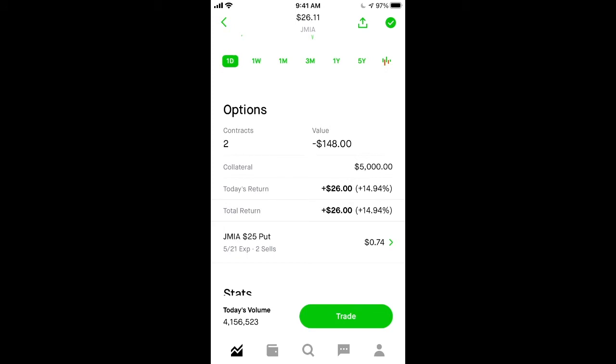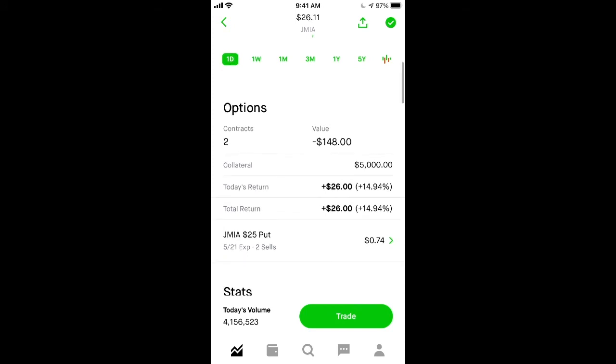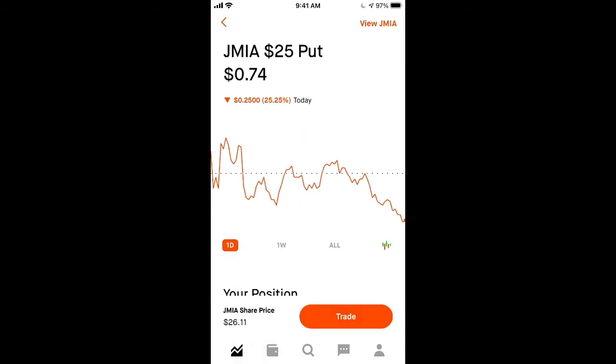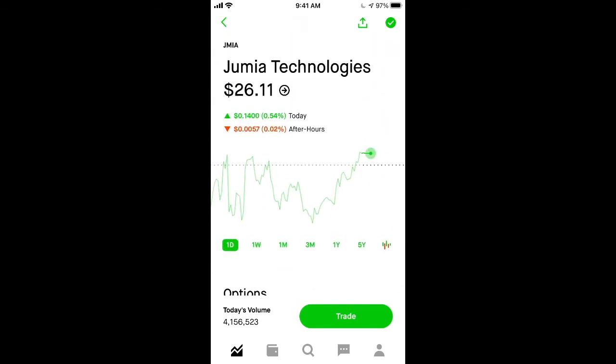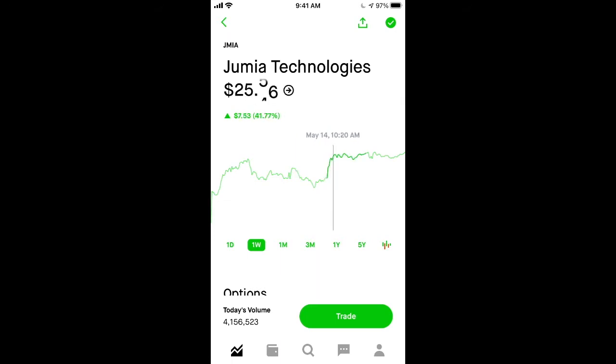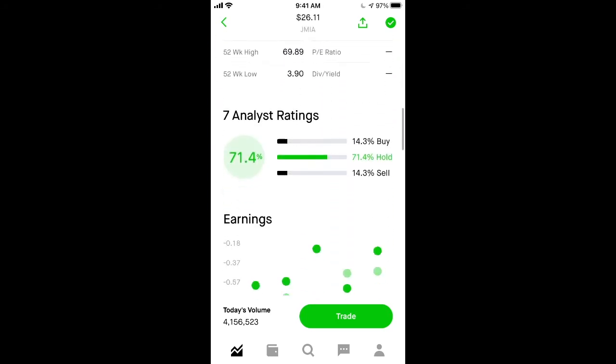What is going on right here is that I'm saying I'm willing, you see this option right here, Jumia $25 puts, and it shows 74 cents. So basically what that is saying is that I'm willing to buy Jumia stock if the stock goes down to $25. If Jumia stock goes down to $25 at any given time, I'm willing to buy the stock. Okay. And for doing that, I get paid.